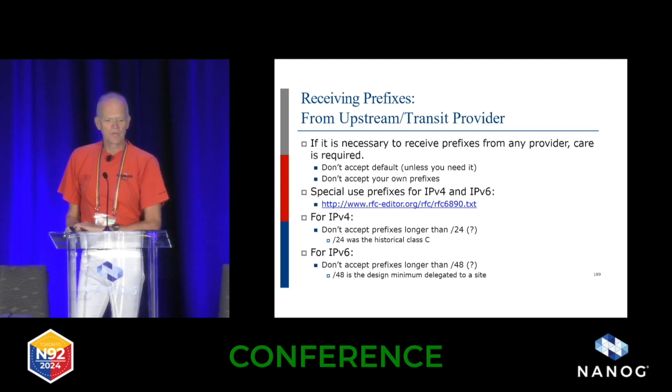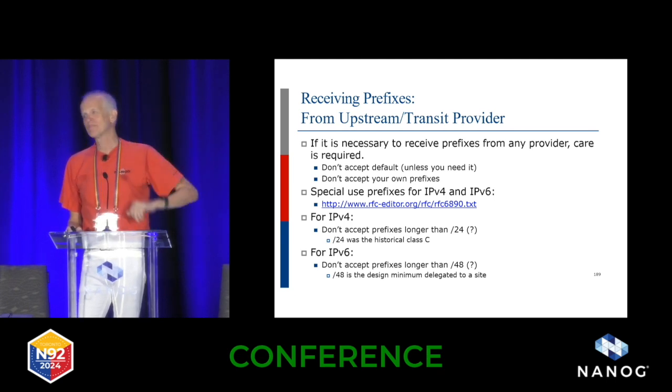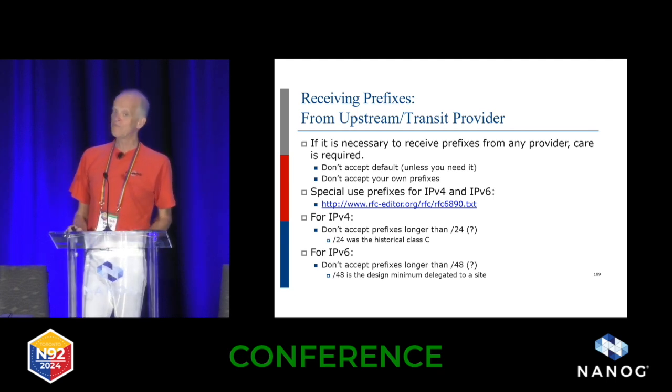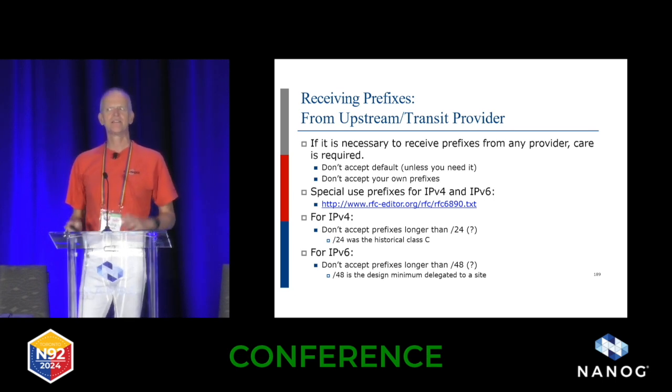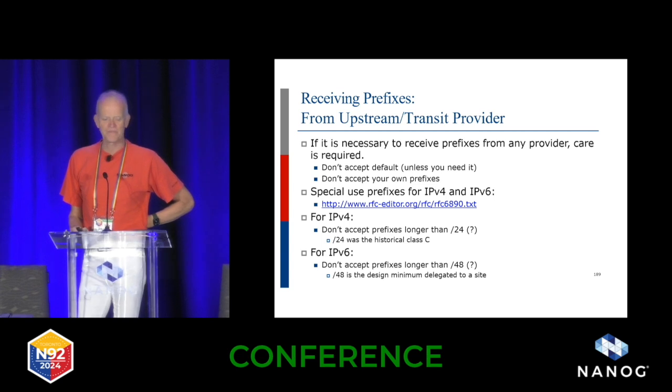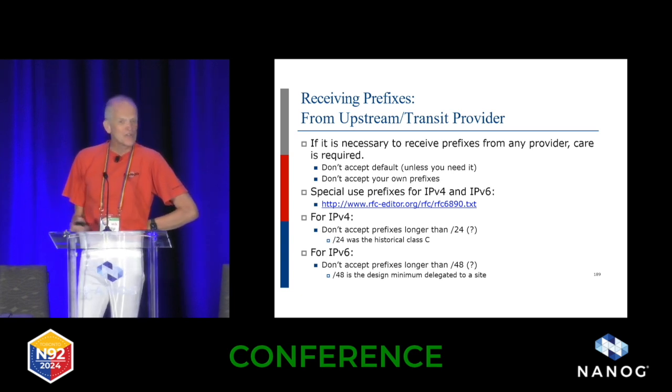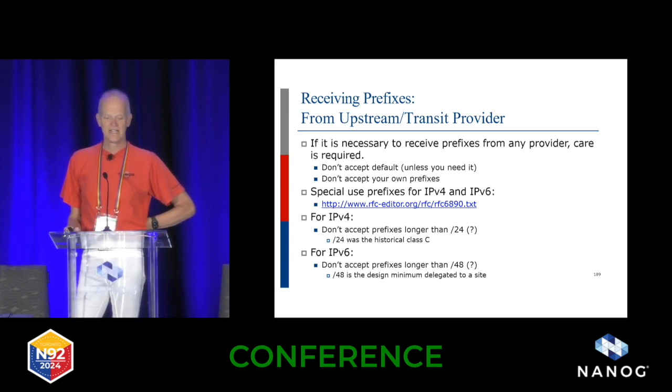But there's usual good practice. Don't accept default unless you need it. Don't accept your own prefixes. Believe it or not, some people accept their own prefixes, then they wonder why those problems happen on their networks. The special use prefixes for v4 and v6, RFC 6890 describes those. v4, don't accept prefixes longer than /24. I mean, that's a historical class C. Do you see them smaller than that? It's a question. I don't know.